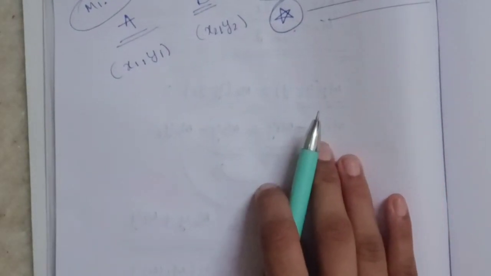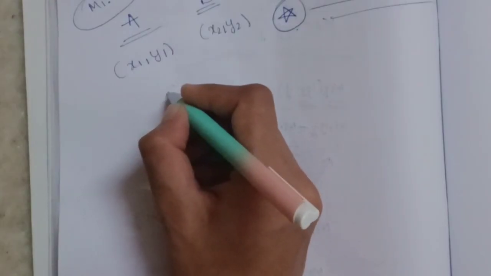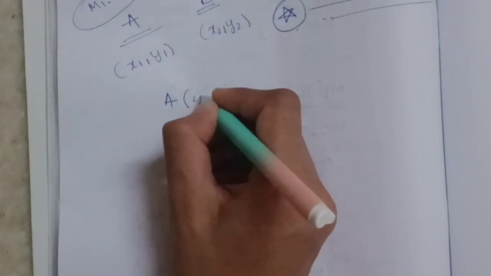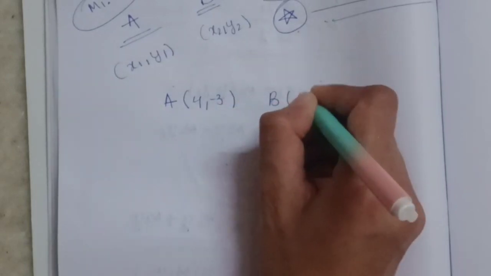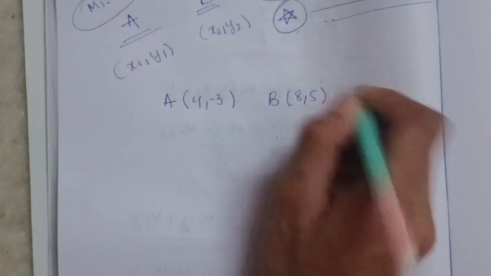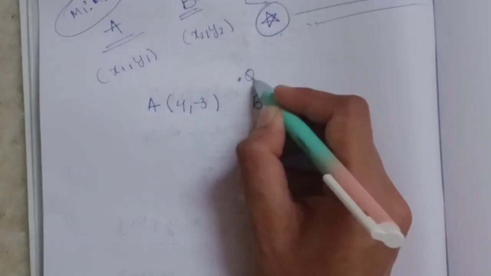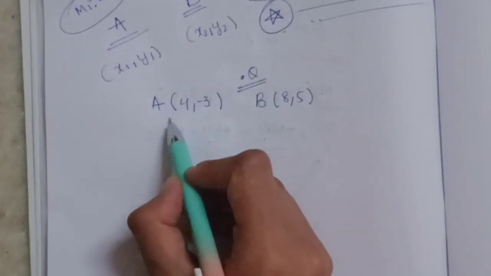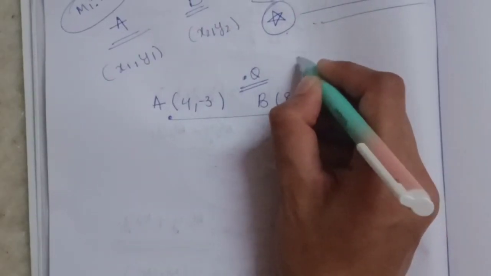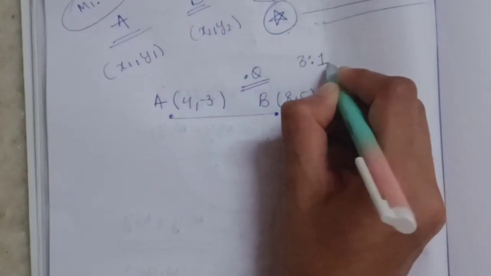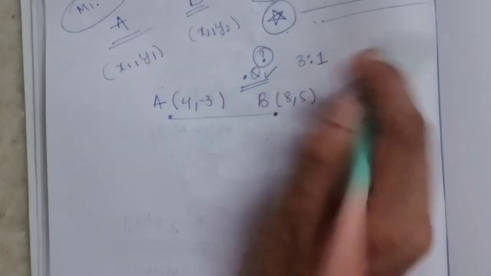Okay, so if a point A with the coordinates 4 comma minus 3 and point B with the coordinates 8 comma 5, and a point Q is there which divides this line segment formed by these points into ratio 3 is to 1. Okay, now we need to find the coordinates of this point.